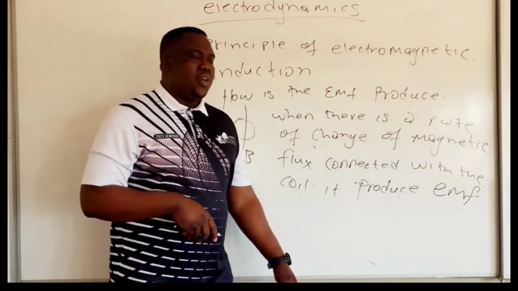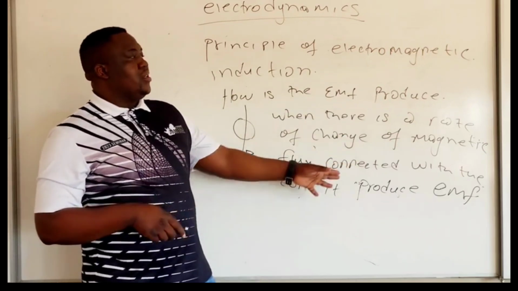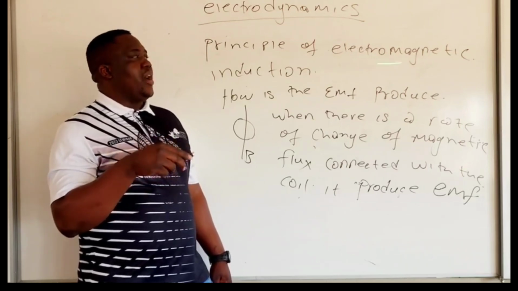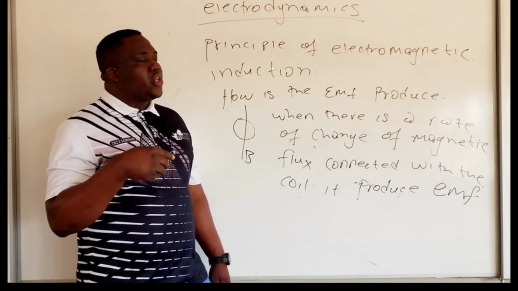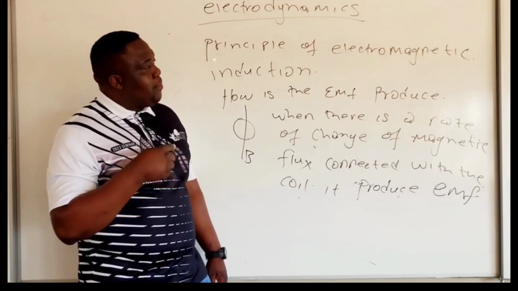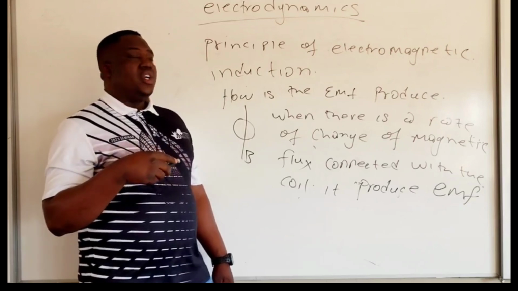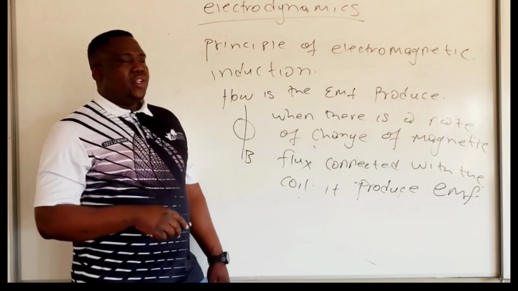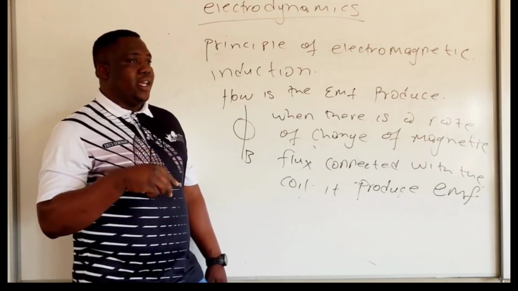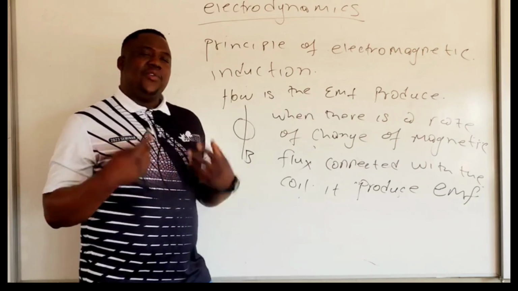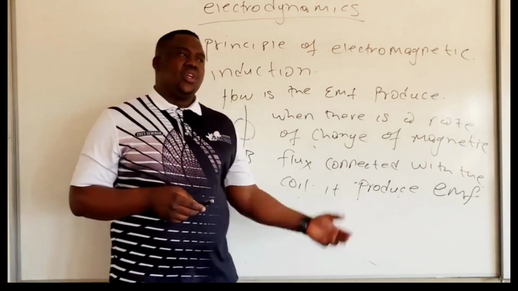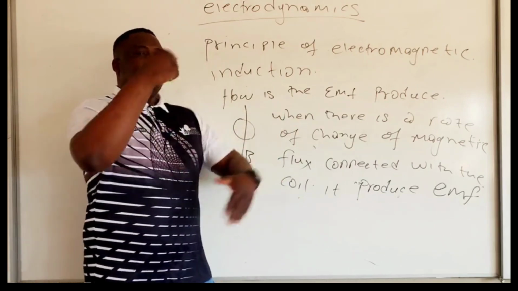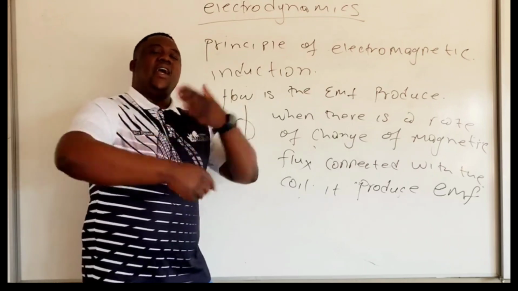You can say that, or you can simplify everything, because we say that this induction of current and the electromotive force is brought about by electromagnetic induction. So electromagnetic induction talks about the magnetic flux. So you can use the principle of electromagnetic induction to explain how voltage or EMF is produced. You can explain in terms of the rate of change of magnetic flux. As the coil is rotating, there is a change of position.